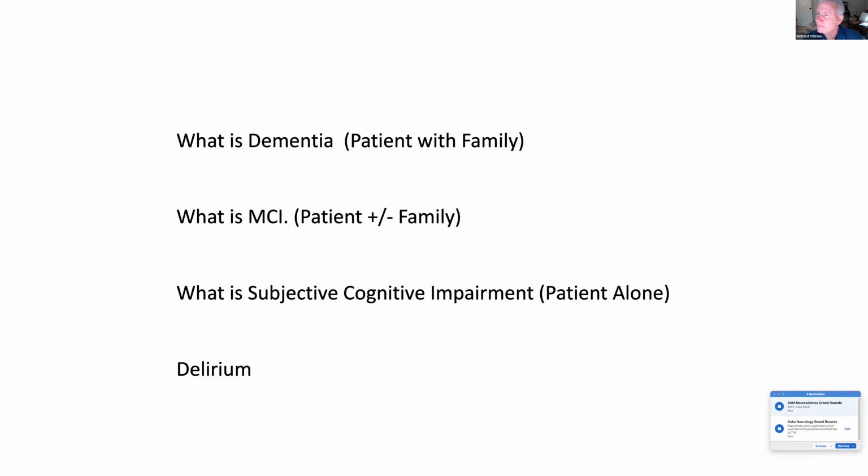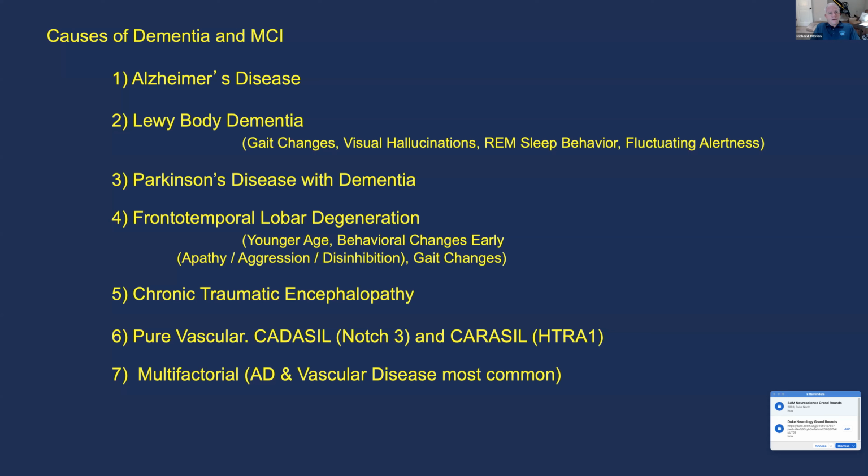What is dementia? Dementia means that someone, as you all know, has cognitive impairment that is incapacitating or really affecting their ability to function. Mild cognitive impairment means they have real cognitive issues, but their function is still quite excellent. Subjective cognitive impairment is defined as someone who's worried about their memory enough to go see a doctor, usually with a family history, but whose cognitive testing is normal. And as we all talked about, delirium just means an abrupt change in cognition, usually in a patient with an underlying cognitive disorder. Now, the causes of dementia and MCI are the same thing with one exception.